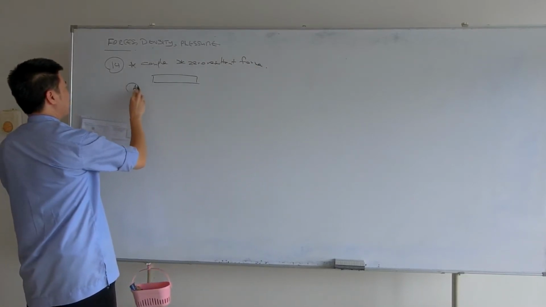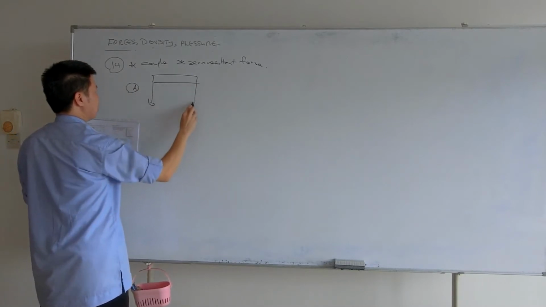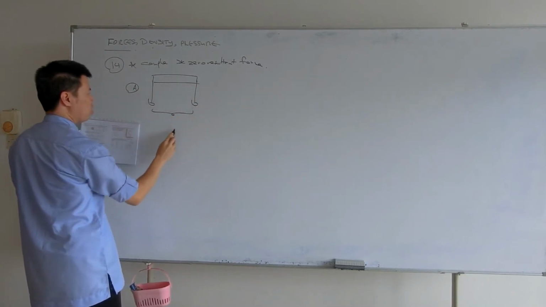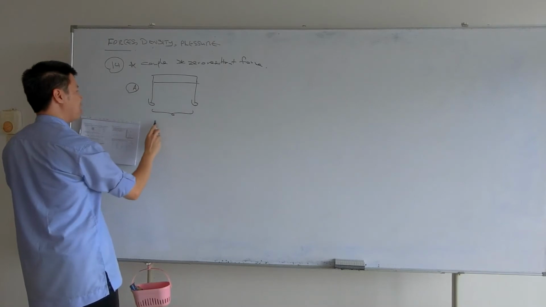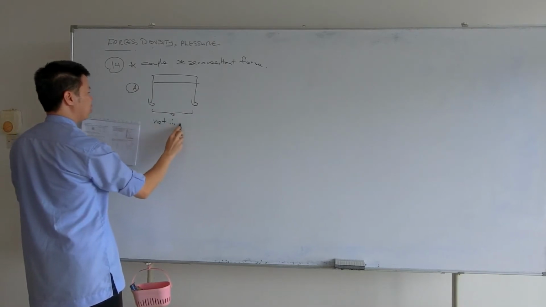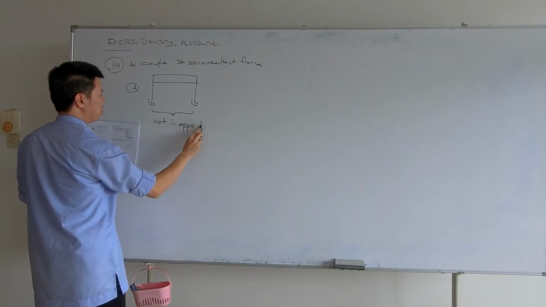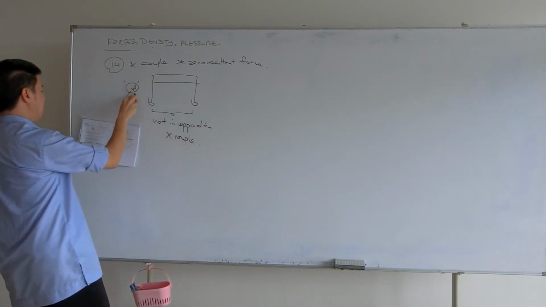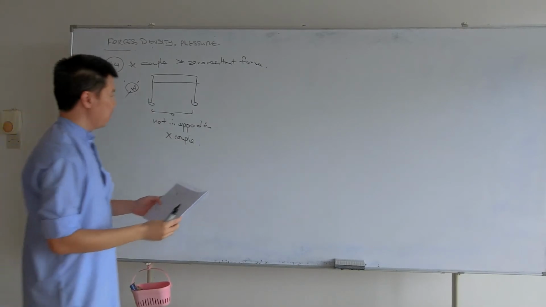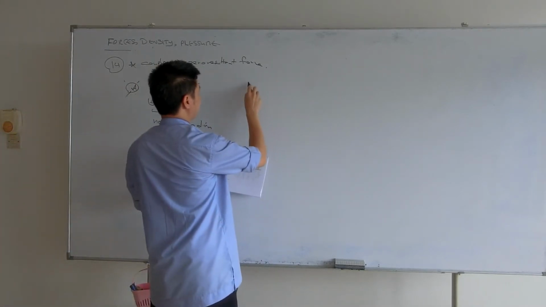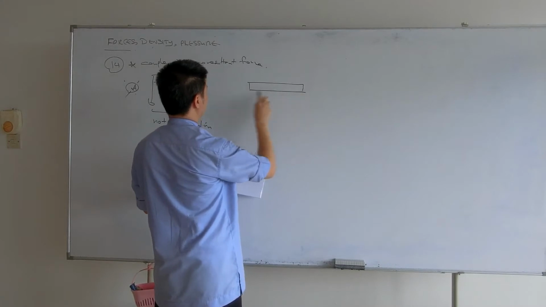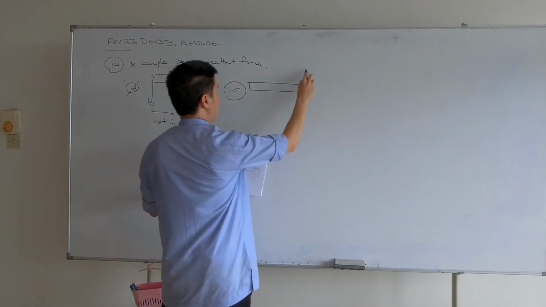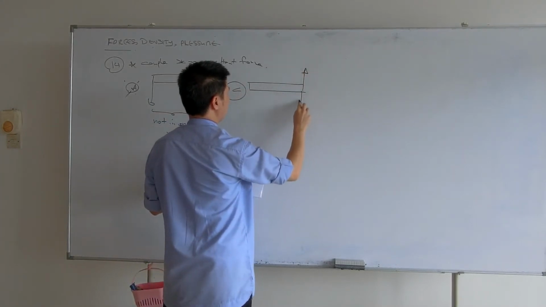So a picture looks like this, and because the forces are not in opposite direction, therefore you do not have a couple. So A cannot be. C, you have only a force upwards, force downwards.